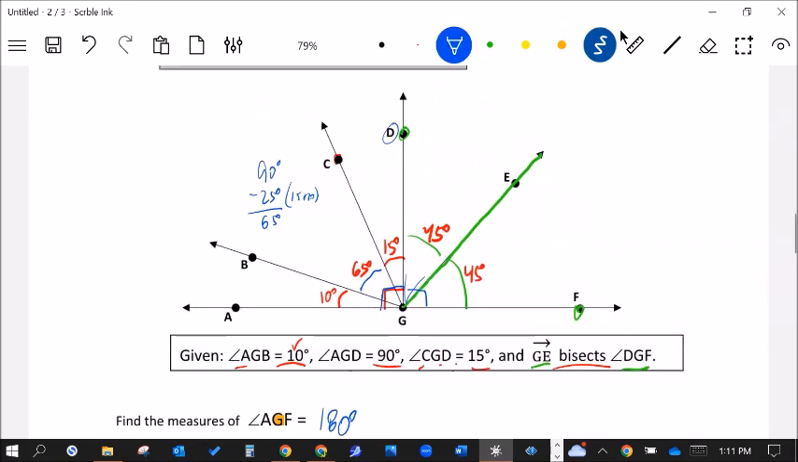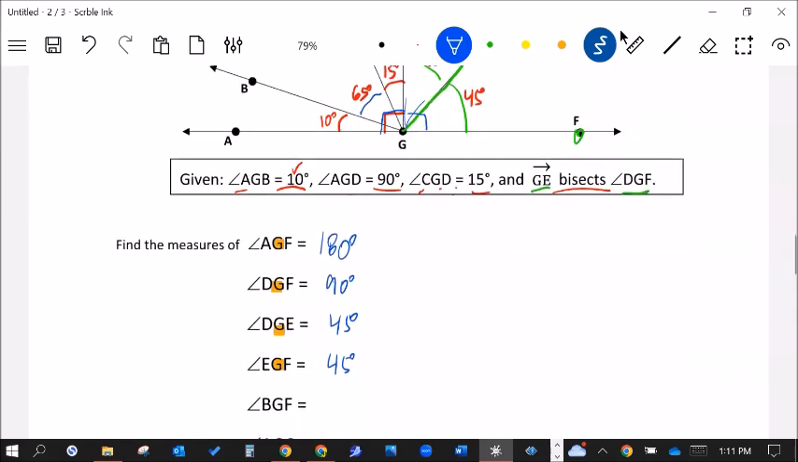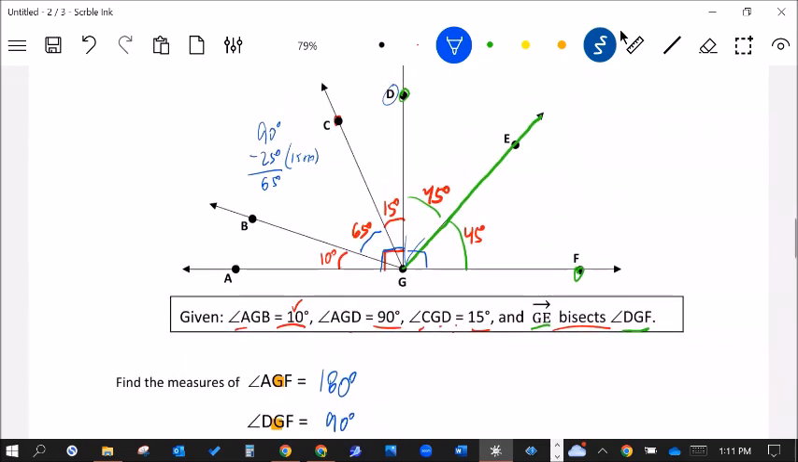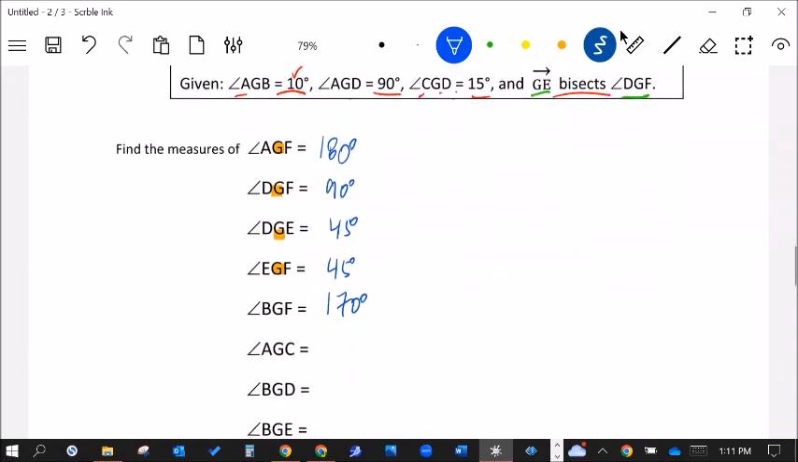B, G, F, go from B to G to F, and that's the whole thing minus 10. So either add them all up and get to 180, or do the 180 minus 10 to get to 170 is what this one would be then. It would be 10 degrees less than the 180. A, G, C. Okay, so A to G to C means adding these two, 75 degrees.